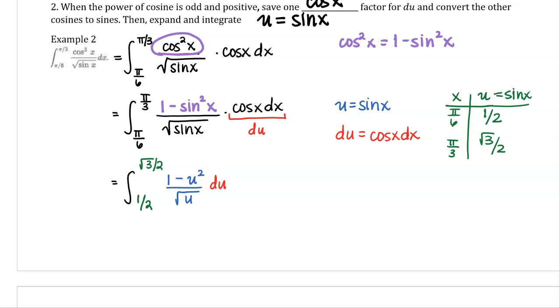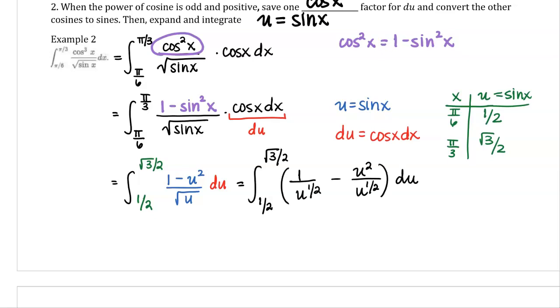I'm going to simplify the integral a little bit more because it can be broken up as 1 over the square root of u, and the square root of u we know is u to the 1/2. And then I'll also separate it into u squared over the square root of u, which is the same as u to the 1/2. Then I'll rewrite this so that it will be in a form that is much easier for us to integrate. I'm going to subtract those exponents. 2 minus 1/2 is 3/2.